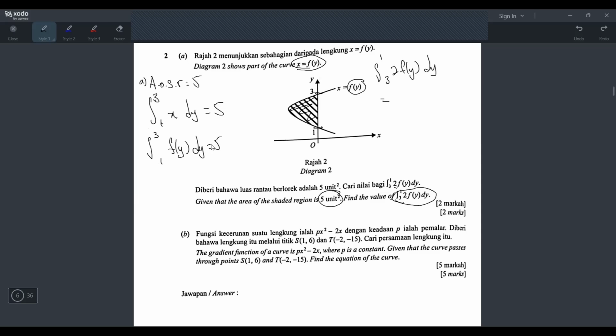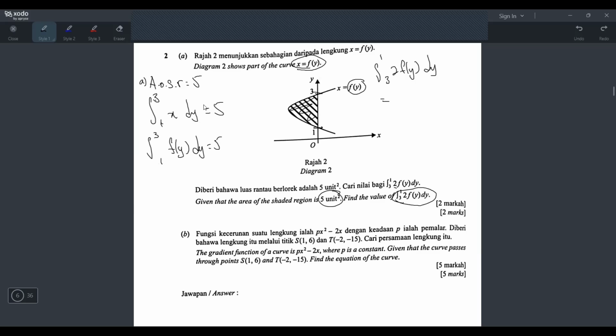It should be negative 5. Why have to letak negative here? Because area tak ada negative. Okay, area tak ada negative. That is why they put positive 5, right? But when you do integration towards y-axis, you have to check whether the shaded region is on the left side or the right side of the y-axis. This shaded region is on the left side. That's why it has to equal -5. Okay, so that's why you have to letak negative here, right?